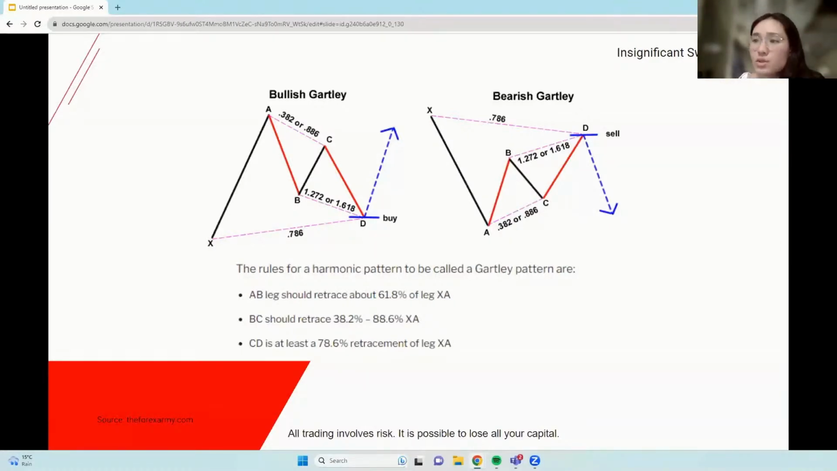So once you have all of those rules in line, then you can expect to enter over here, going for a buy towards perhaps the A over here or the C. Similarly, if we're looking at the bearish, all of these levels still stand, but instead we're going for a sell.